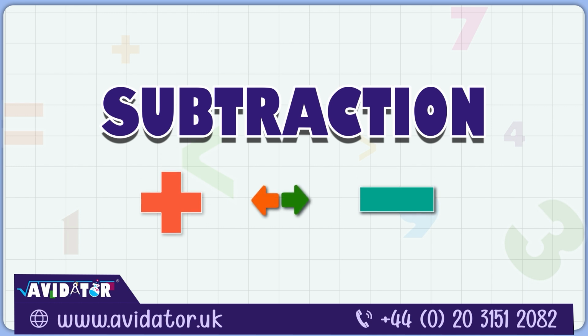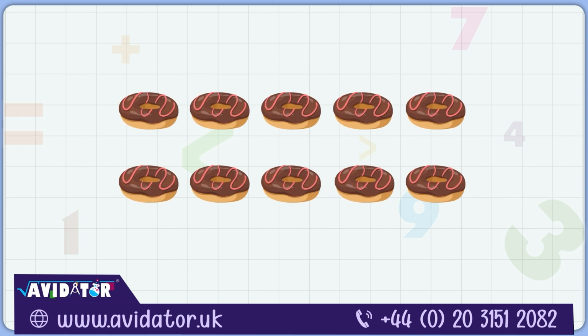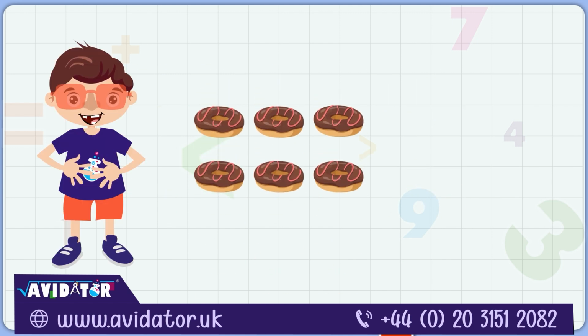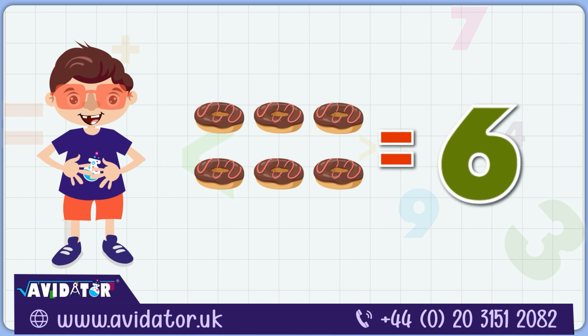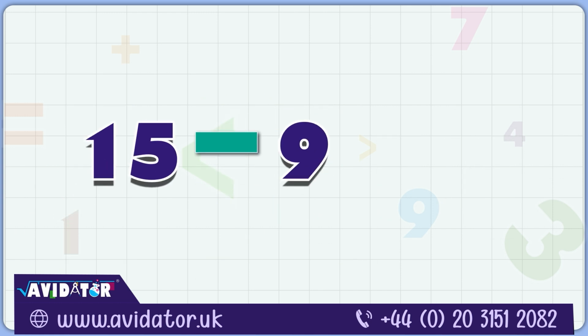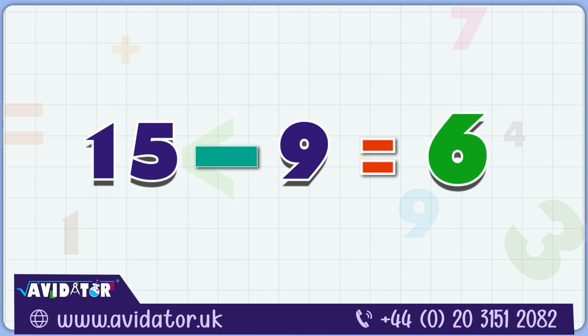Subtraction is the opposite of addition. It's about taking away or finding the difference between numbers. For example, if you have 10 sweets and eat 4, you're left with 6. We call the answer the difference. Let's try one. What is 15 minus 9? If you said 6, you got it right. Well done.